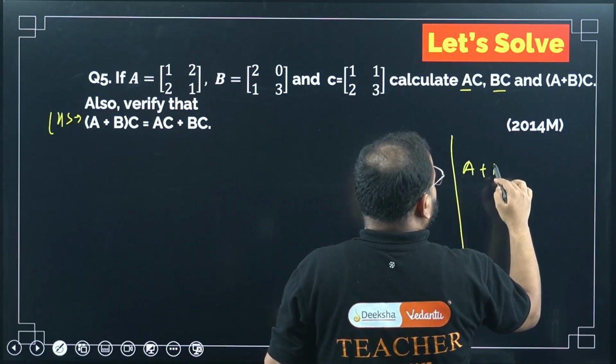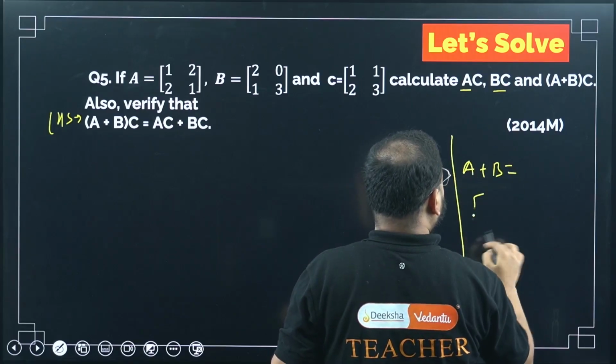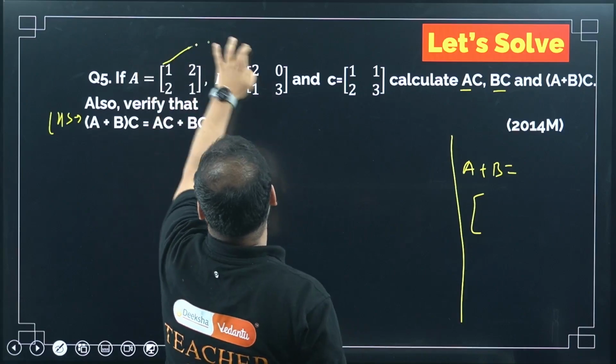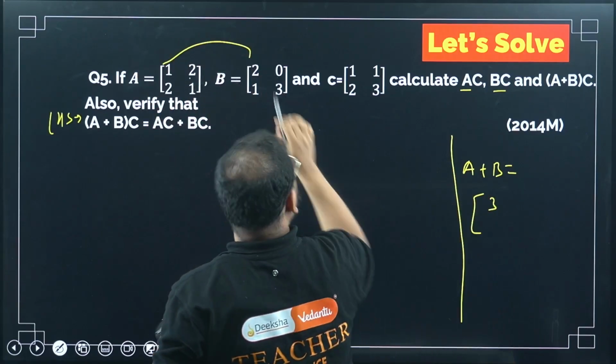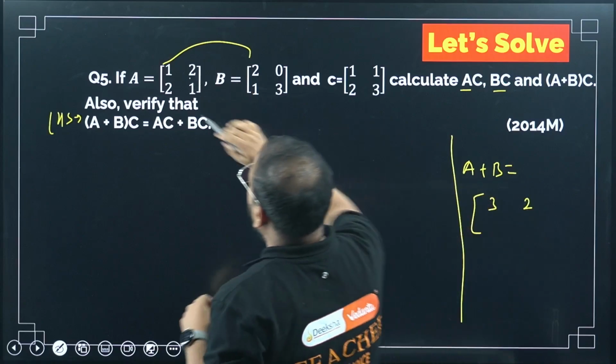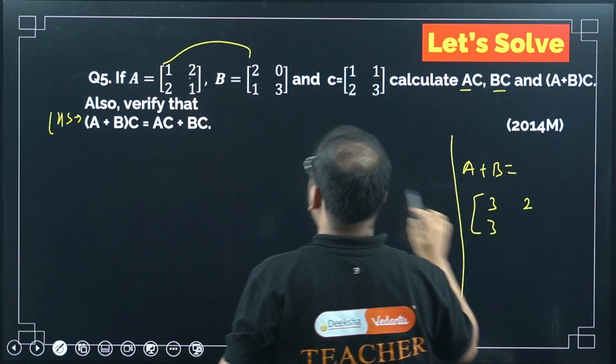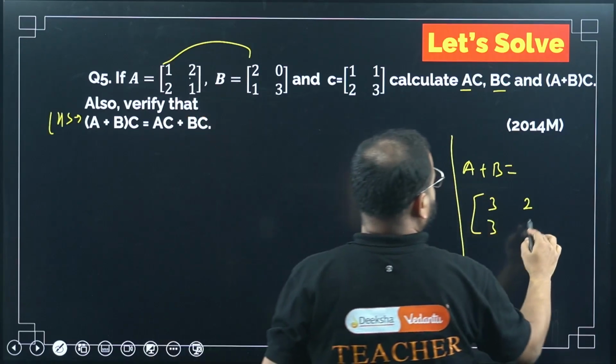I don't have to write the matrices here for A plus B. I can simply write this. 2 cross 2 is there. So 1 with 2, how much is that? 3. 2 with 0, so 2. 2 with 1, so 3, and 1 with 3, so 4. This is my A plus B.